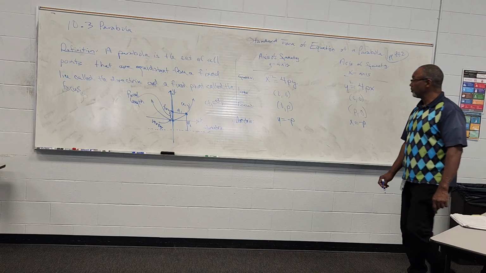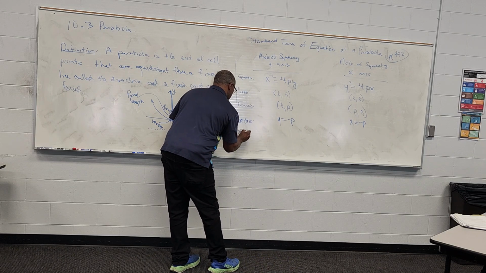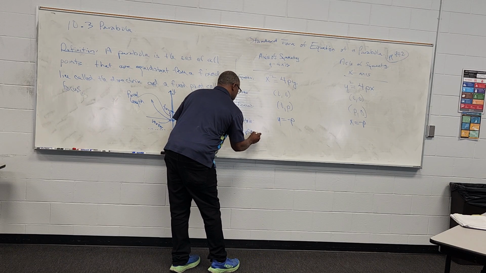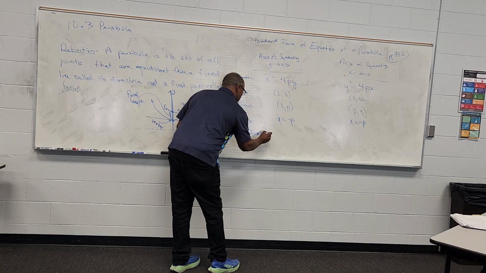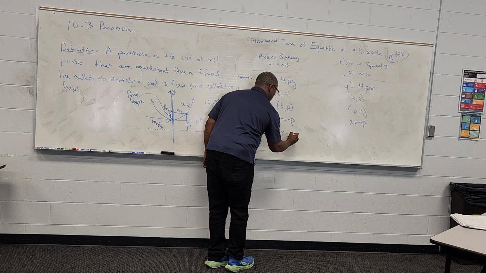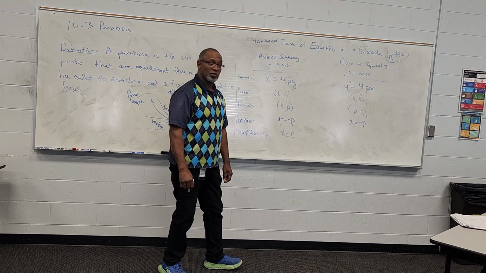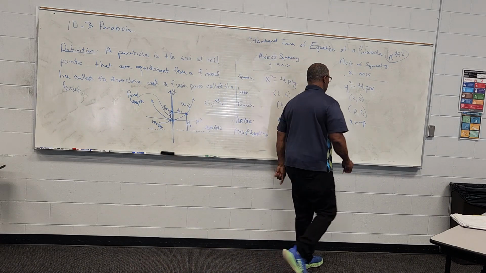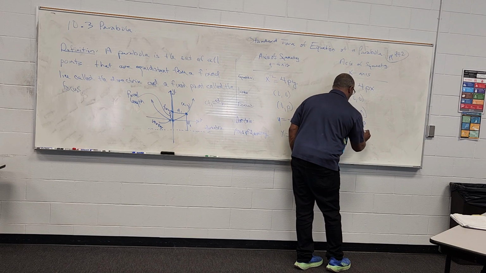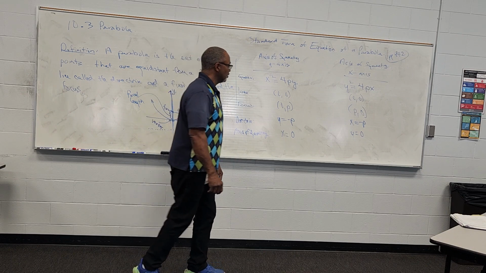Axis of symmetry, we already said that. Again, if the axis of symmetry is the y-axis, the equation for the y-axis is x equals 0. When x equals 0, that's the y-axis. If the axis of symmetry is the x-axis, y equals 0 would be the axis of symmetry.